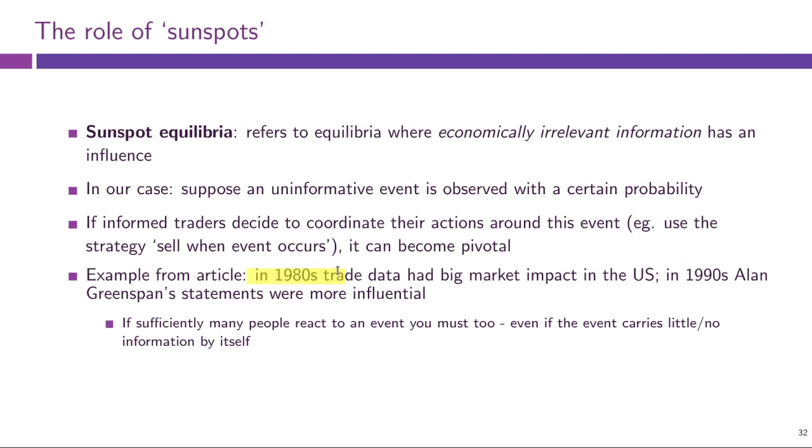So in the 1980s, they say that trade data had big market impact in the US. Once again, I'm not 100% clear on what they mean by trade data. So were these government reports on internal external trade, or is this just a fancy word for earnings reports? In the 1990s, statements from Alan Greenspan, the head of the Federal Reserve, were more influential. So everyone coordinated around these statements. So these sunspots are a thing, and coordination can be pretty random.